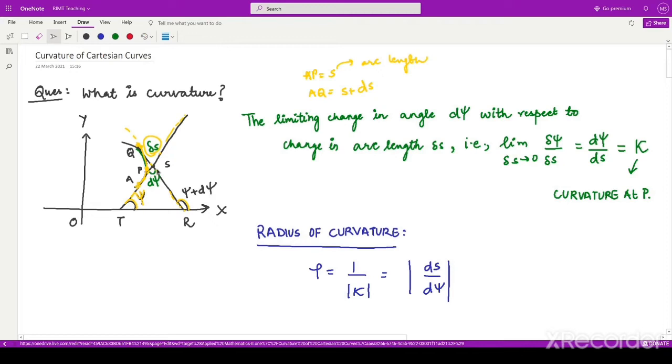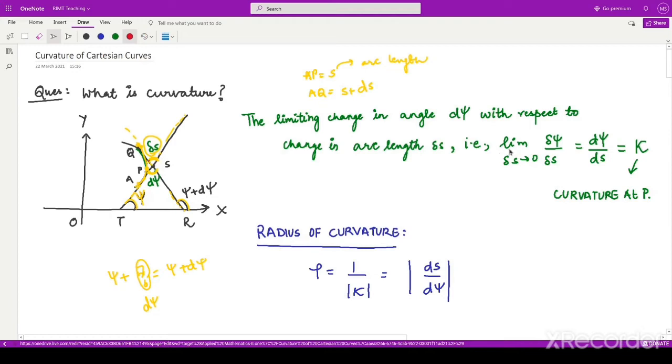So what is this angle? This angle would be d psi according to the exterior angle property, because psi plus whatever is this angle would be equal to psi plus d psi. So it comes out to be d psi. So this angle is d psi. So this angle is also d psi. Why? Because they are vertically opposite angles. So this angle is d psi.